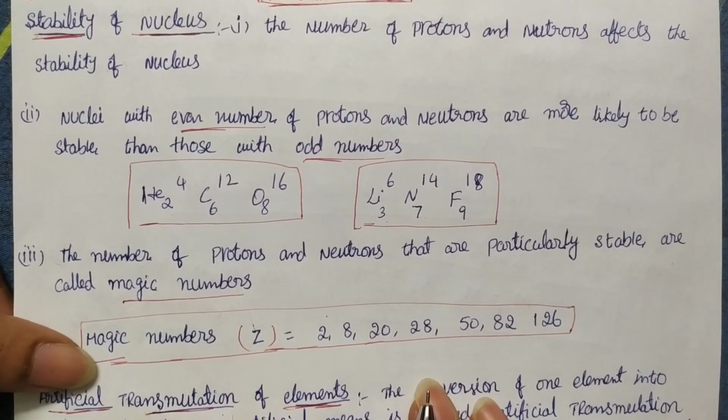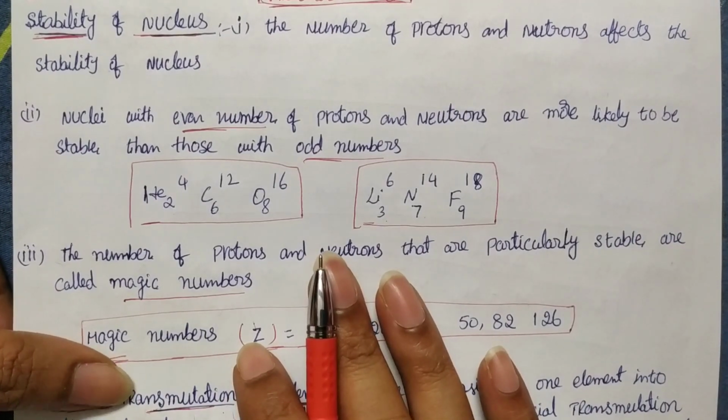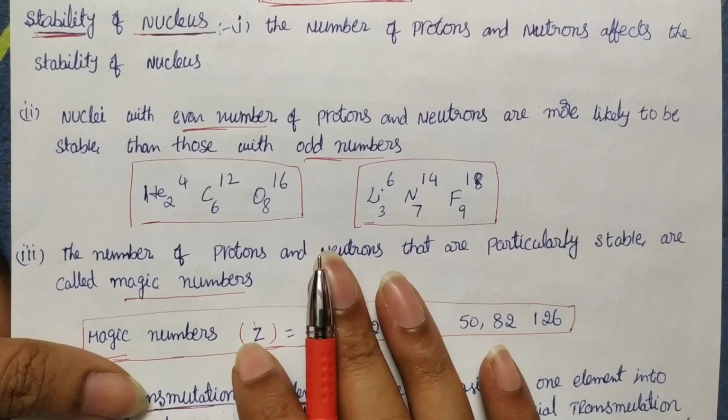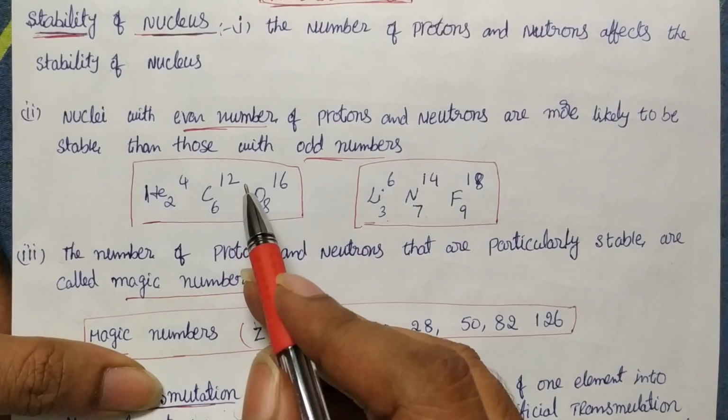Stability of nucleus. Stability of nucleus depends upon nucleon number. Nucleon number means the number of protons and the number of neutrons. And here we have one of the points about nucleon number.